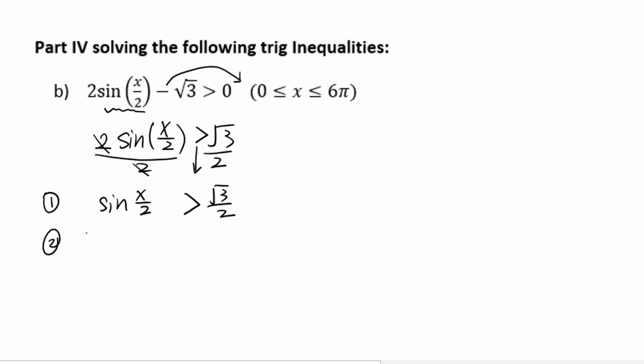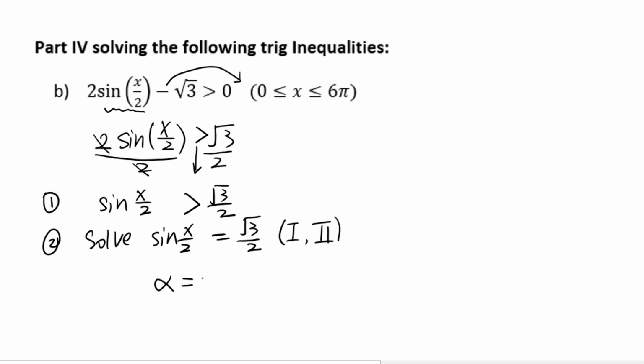Second step, we need to solve sine x over 2 equals square root of 3 over 2. Square root of 3 over 2 is positive, so go to the first and second quadrant. The reference angle is 60 degrees, that is pi over 3.